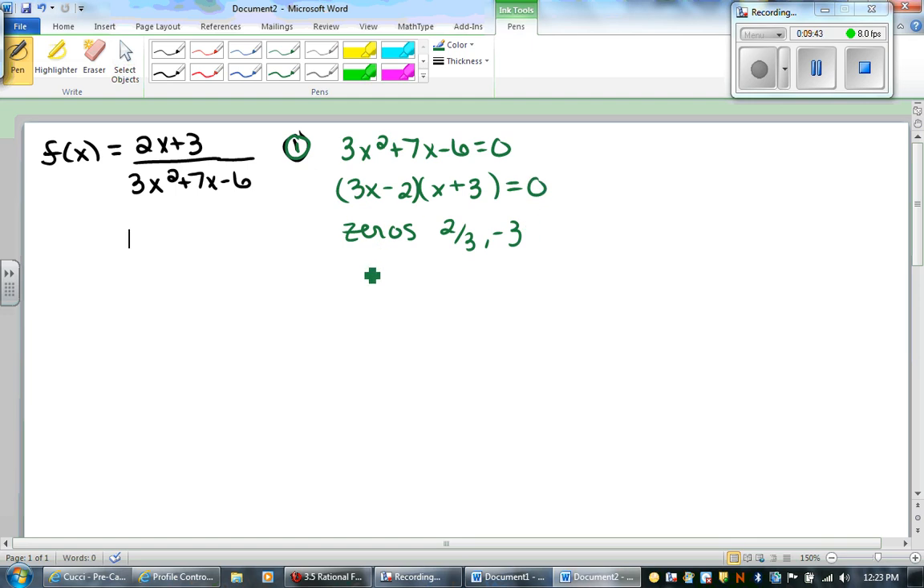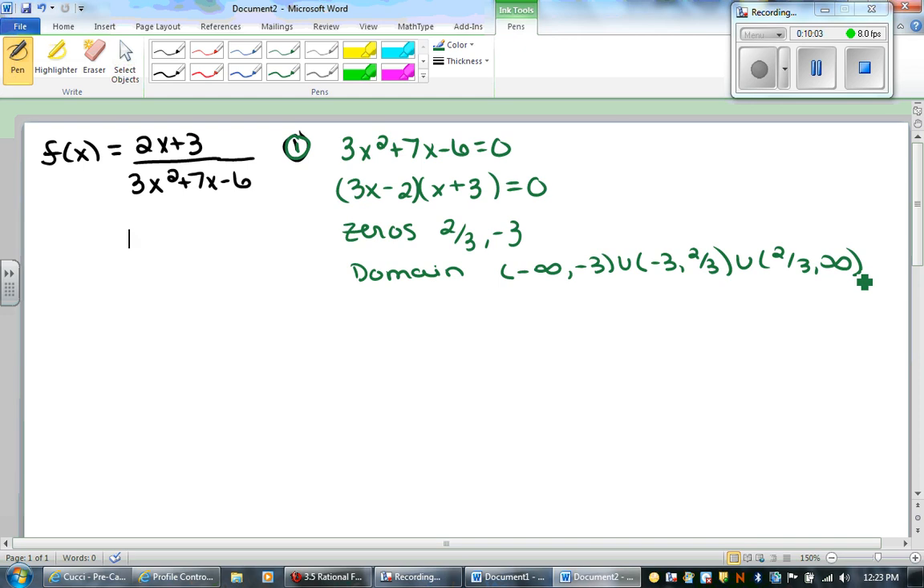Okay, so that means my domain is going to be from negative infinity to negative 3, and then negative 3 to 2/3, and then 2/3 to infinity. All right.